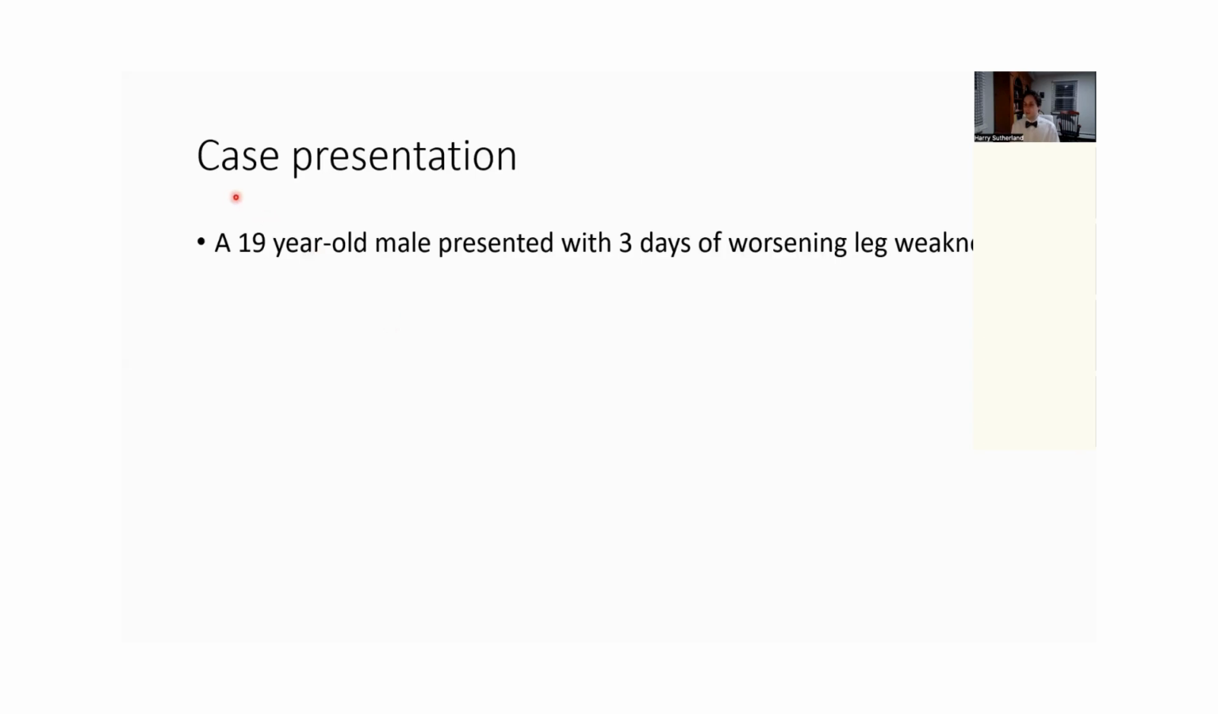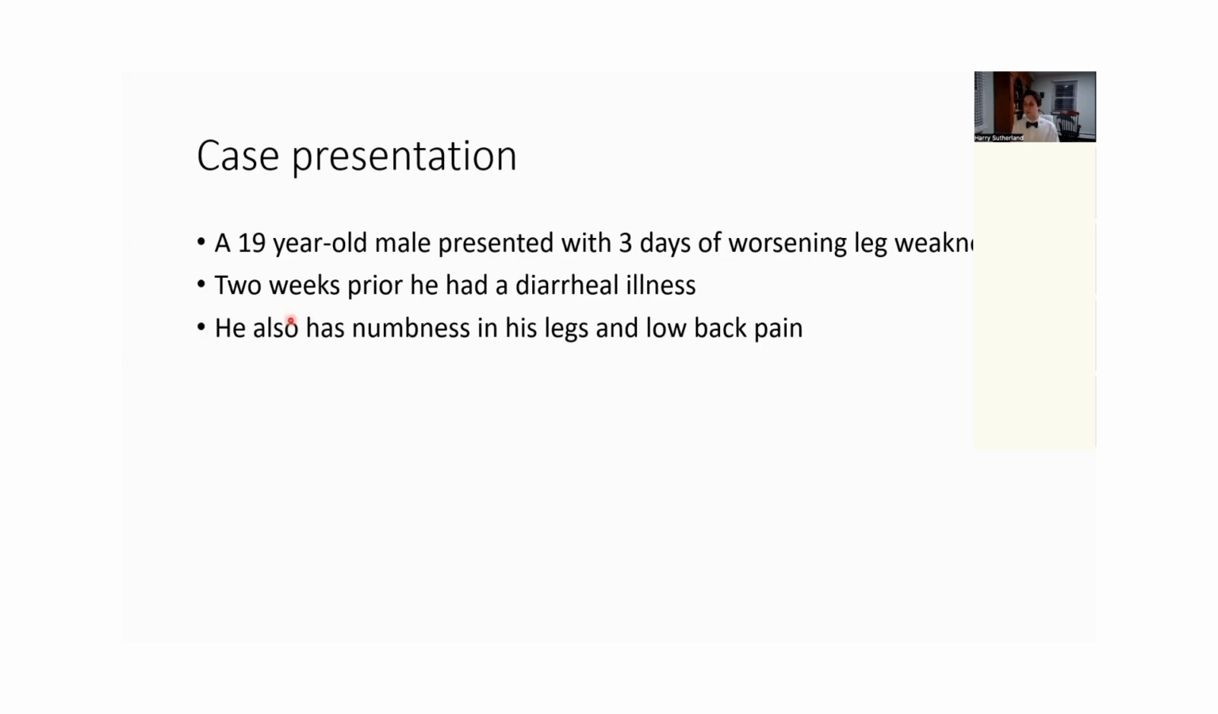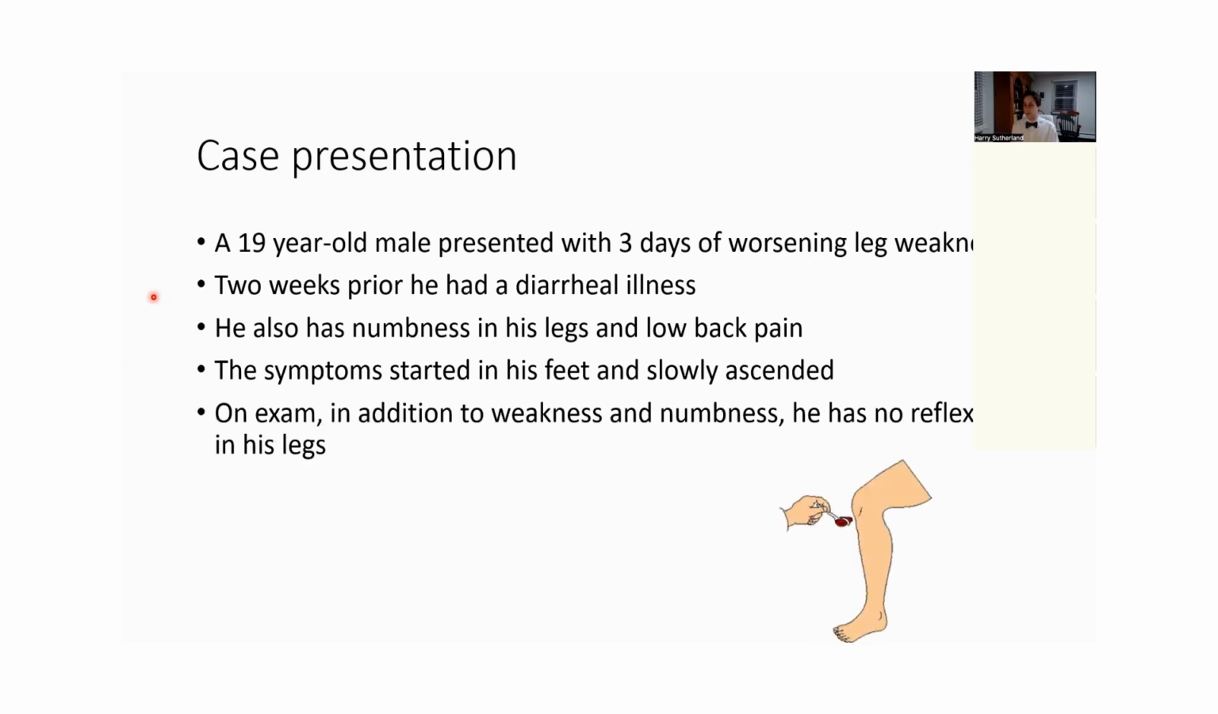So the case is you have a 19-year-old male who comes in because he has 3 days of worsening leg weakness. 2 weeks prior to his presentation, he had a diarrheal illness. He also notices some numbness in his legs, as well as low back pain. These symptoms started in his feet, but over the last couple of days have been slowly ascending. On exam, in addition to both weakness and numbness, which he mentioned to you, you also notice that he has no reflexes in his legs. And this is a little illustration of how you check reflexes.